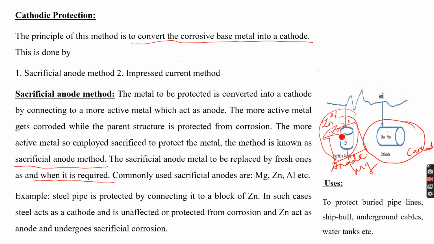When all the zinc is lost in the form of zinc ions, it should be replaced with a fresh one. Commonly used sacrificial metals are zinc, magnesium, aluminium, etc. Most common are zinc and magnesium. The example is a steel pipe being protected by connecting it with a block of zinc. In such a case, steel acts as a cathode and is unaffected or protected from corrosion, but zinc acts as an anode and undergoes corrosion. It is used to protect buried pipelines, ship shells, underground cables, water tanks, etc.